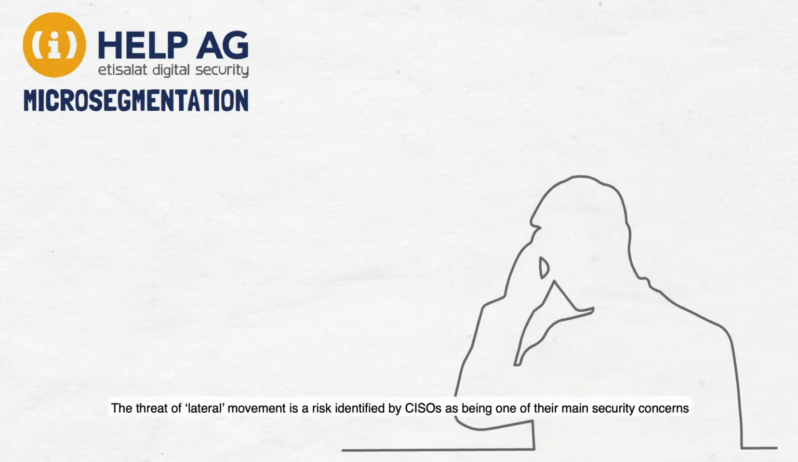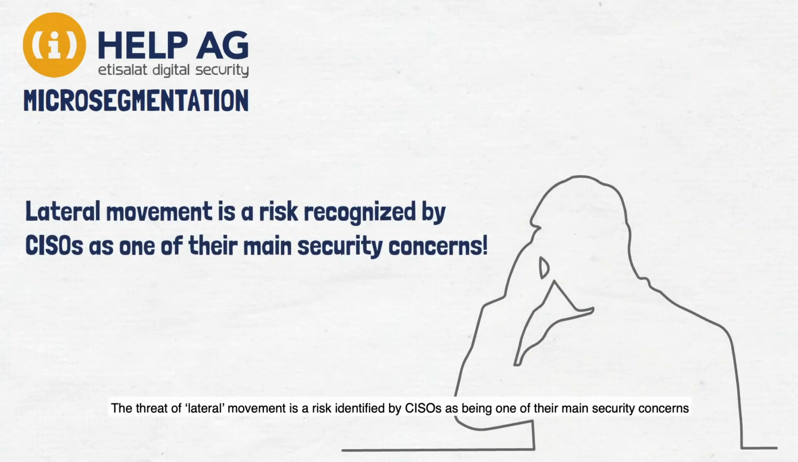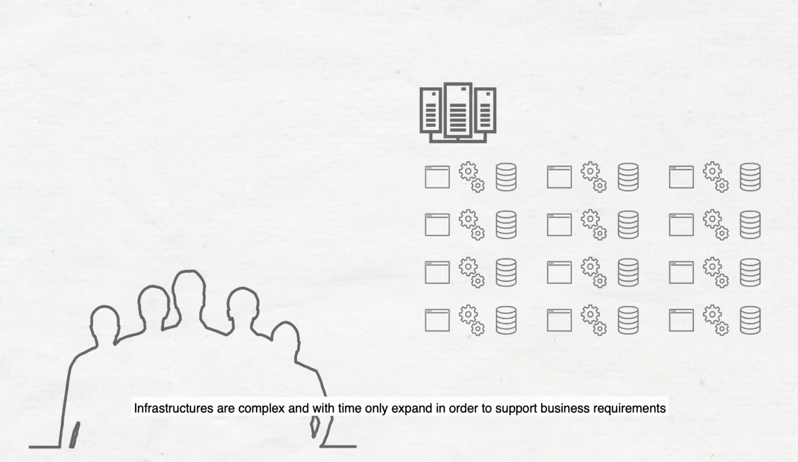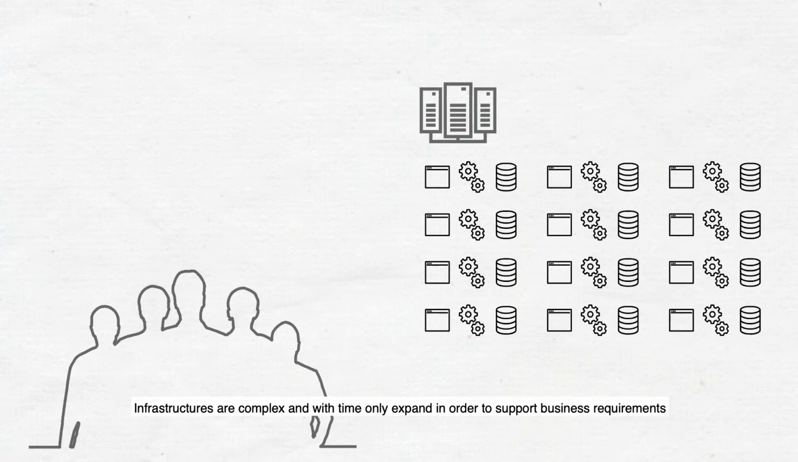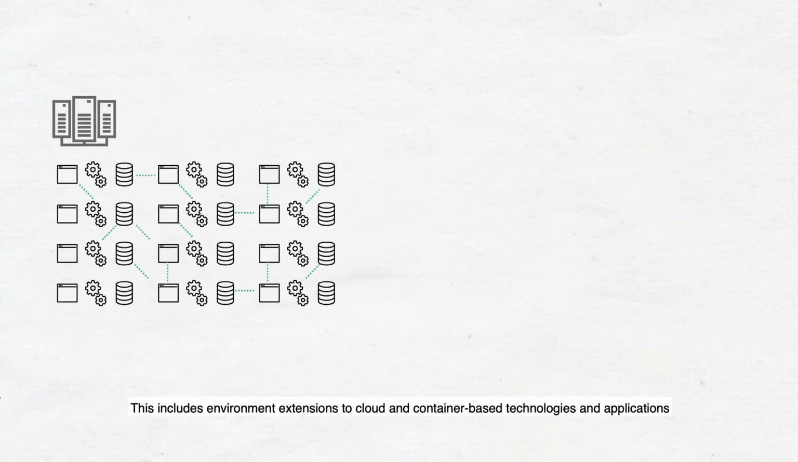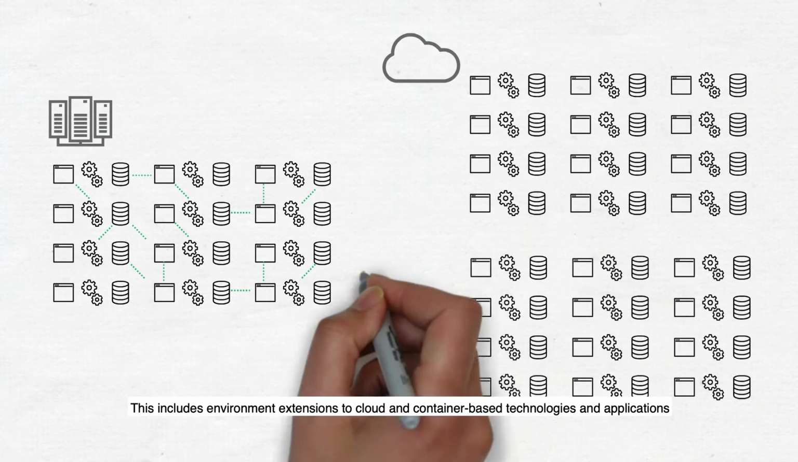The threat of lateral movement is a risk identified by CISOs as being one of their main security concerns. Infrastructures are complex and with time only expand in order to support business requirements. This includes environment extensions to cloud and container-based technologies and applications.